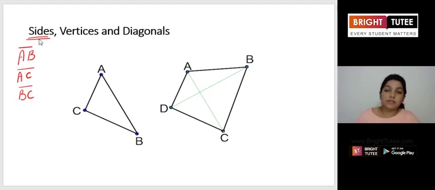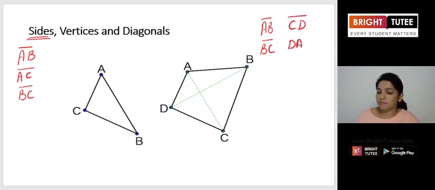Now let us write down the sides for the quadrilateral here, ABCD. So the first side is AB. The second side we can see is side BC. Then we have side CD and side DA. Is that right? So here we see that in a triangle we have total 3 sides, and in a quadrilateral we have total 4 sides.